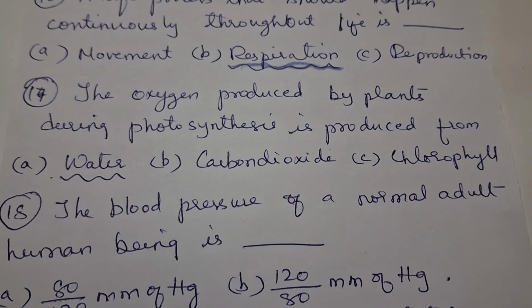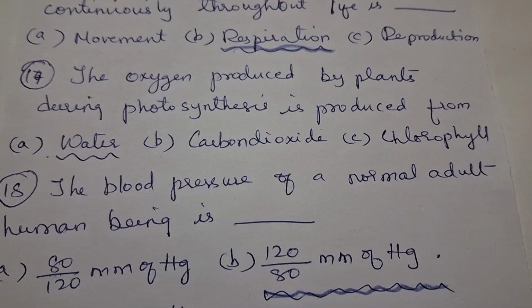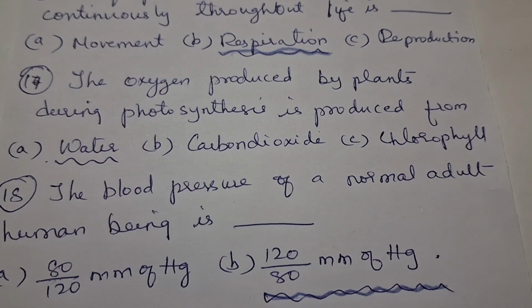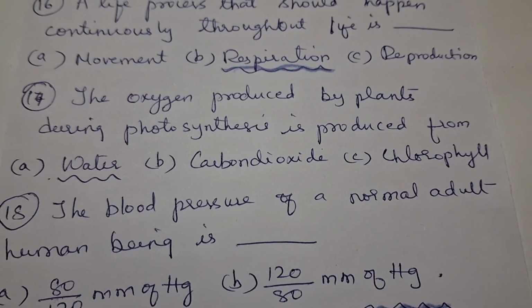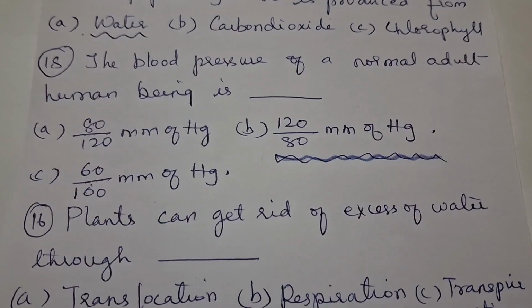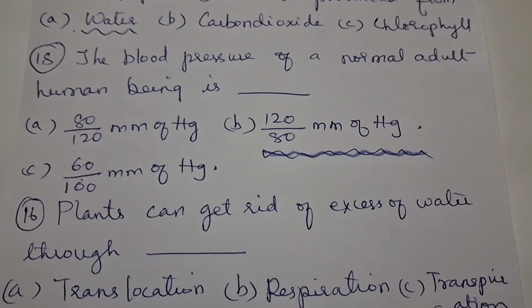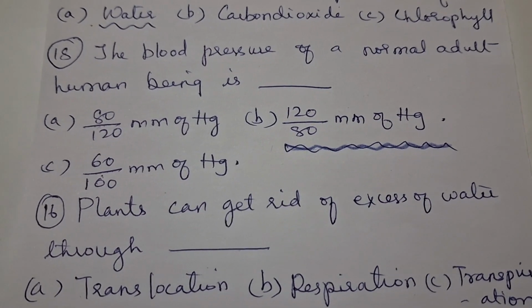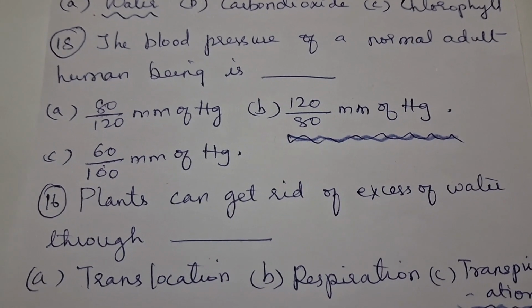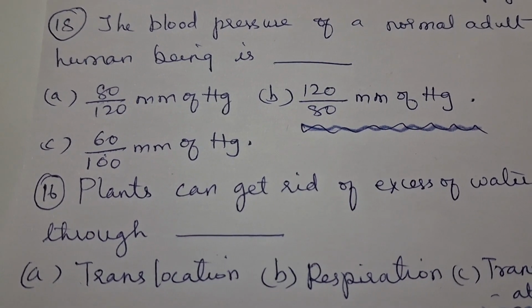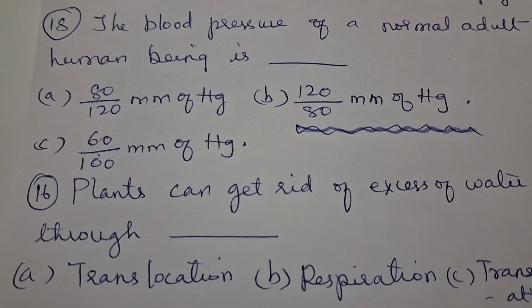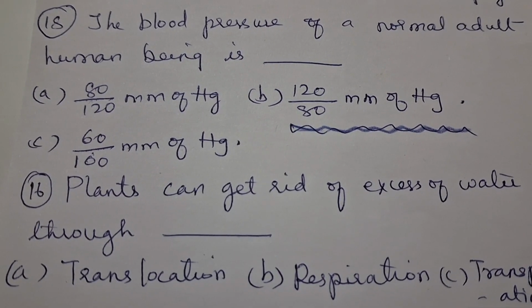The oxygen produced by plants during photosynthesis is produced from dash. Water, carbon dioxide, chlorophyll. So it is produced from water. The blood pressure of a normal adult human being is dash. 80 by 120 mm of Hg, 120 by 80 mm of Hg, or 60 by 100 mm of Hg. So the answer is 120 by 80 mm of Hg.